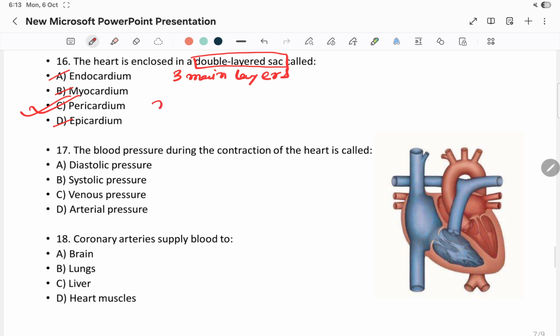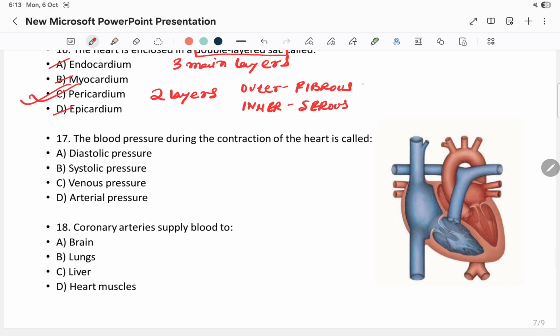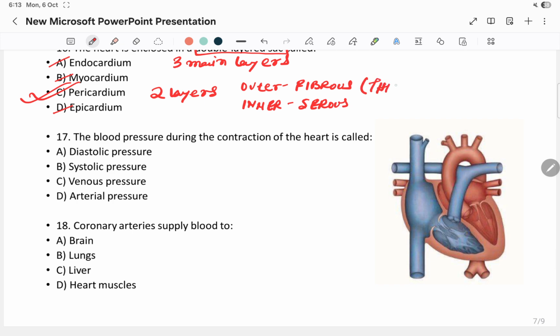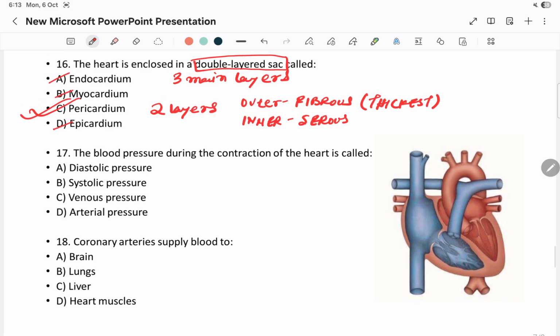Pericardium has two layers. It contains fluid and it lubricates and protects the heart. And it has two layers, the outer fibrous pericardium and the inner serous pericardium. This outer fibrous layer is the thickest outer layer. I hope everyone is clear. Next, let's move to the next question.